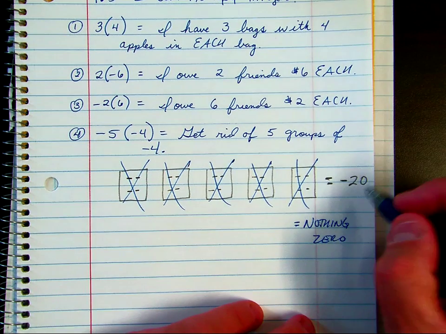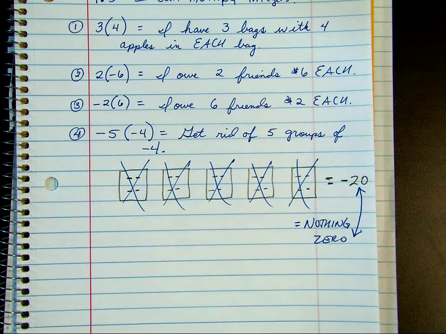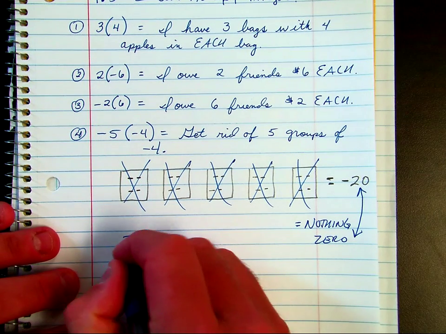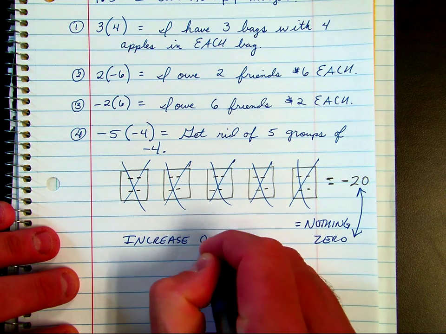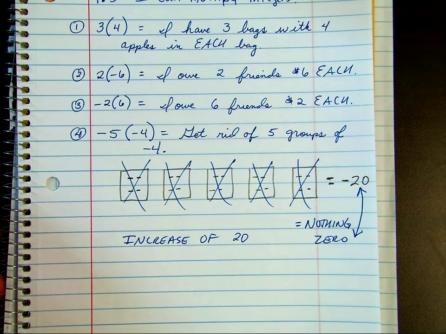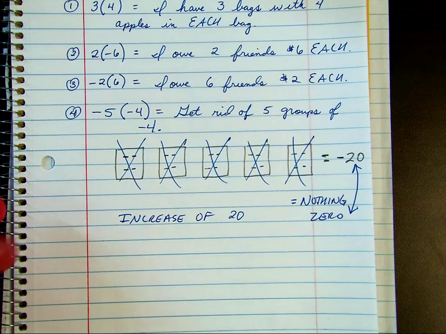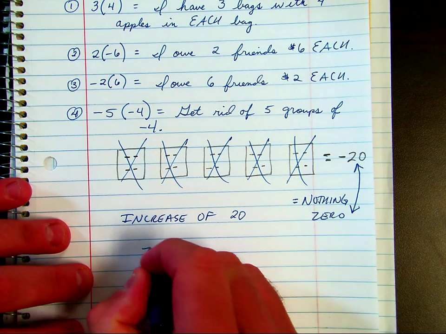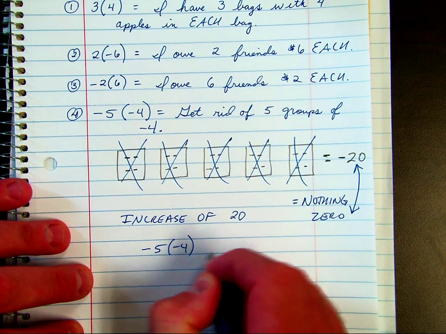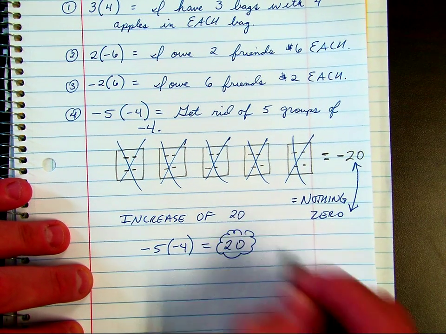And if you notice, I went from negative 20 to 0. That is an increase of 20. My value increased by 20 when I got rid of those groups. Therefore, when I get rid of negative values, we get a positive answer.